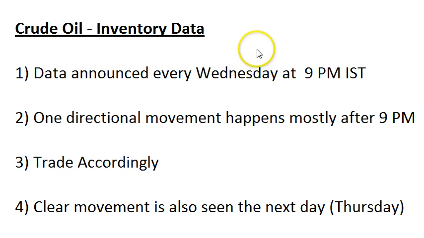Because of this inventory data being released, based on whether crude oil is in shortage or there's an additional surplus in the inventory, the crude oil price in commodity fluctuates a lot after the data is announced. And there's a one directional movement. It's a very clear movement, not a back and forth movement. It's like a steady downfall or a steady rise, a very clean movement, so it's very ideal to trade on.